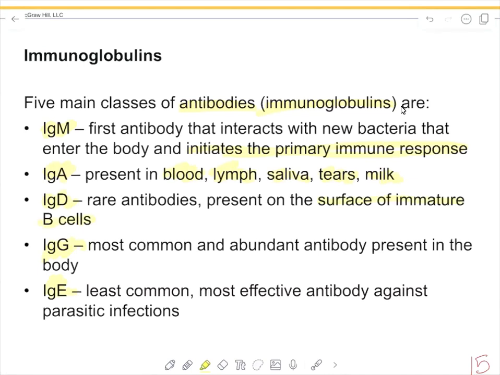The IgG is the most common, and it's an abundant antibody present in the body. The IgEs are the least common, and they're most effective against parasite infections.